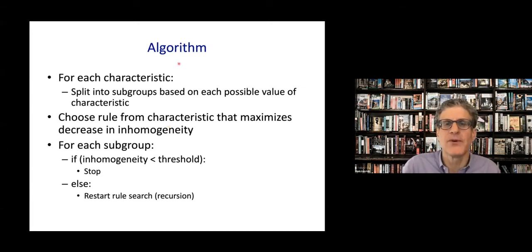And then here's a simple algorithm for building a tree. Again, people do more complicated things, but just a simple thing is you have many different questions you could ask. You would ask all those questions of the labeled data, and then you would pick the rule that maximizes the increase in the homogeneity, or the decrease in inhomogeneity.